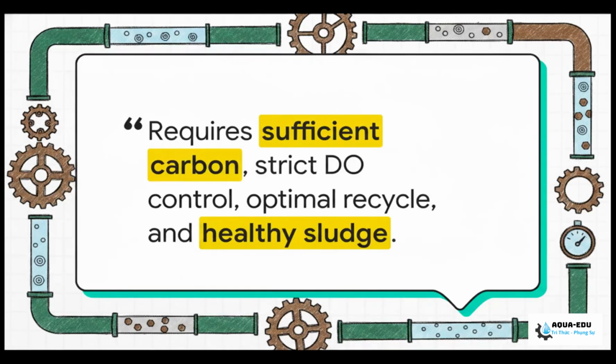I want to leave you guys with a summary quote straight from the standard operating procedure. It says, "Solving this requires sufficient carbon, strict DO control, optimal recycle, and healthy sludge." Remember, this whole process is just an interconnected machine. Feed them carbon, starve them of oxygen with strict DO control, keep that recycle flowing optimally, and manage your sludge age. If one piece fails, they literally all fail.